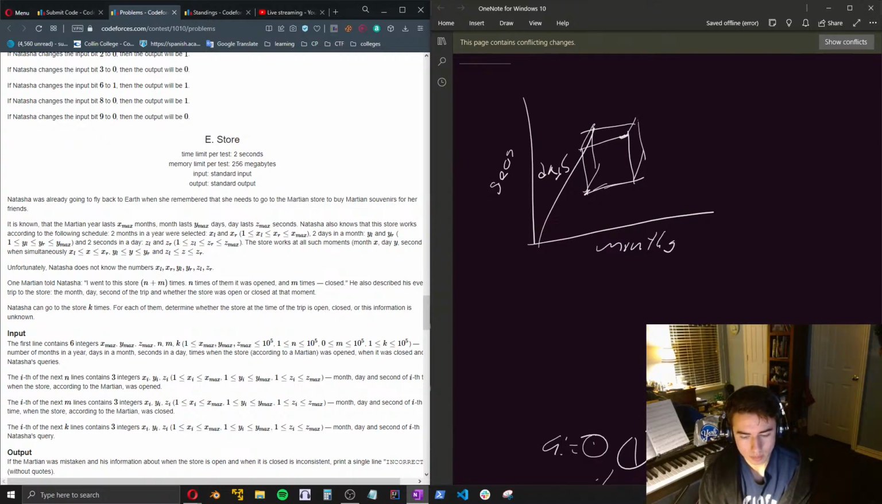So like whenever the months are in the range, the days are in the range, and the seconds are in the range, then you know that it's a valid day. Otherwise, it's not a valid day. However, you don't know what the bounds of this cube are. But Martian tells Natasha n points that are inside the cube and m points outside the cube.